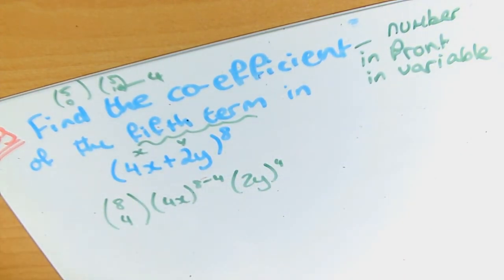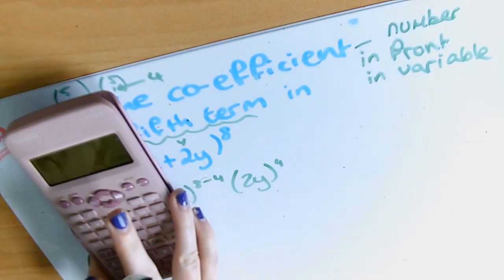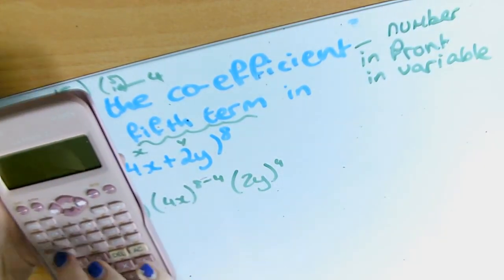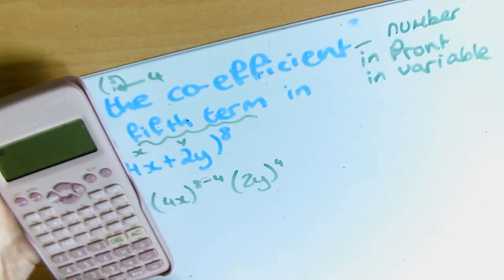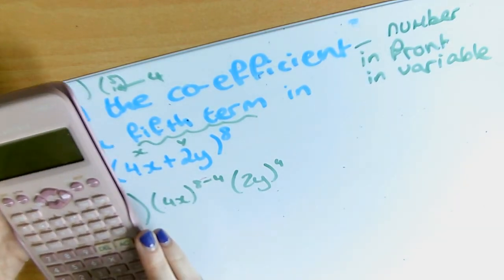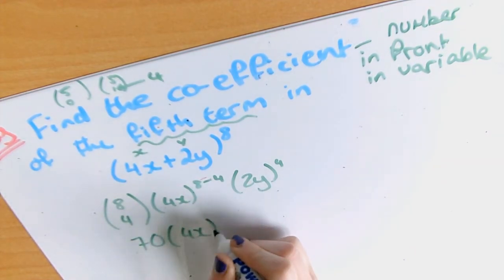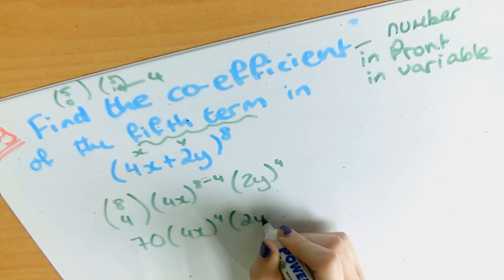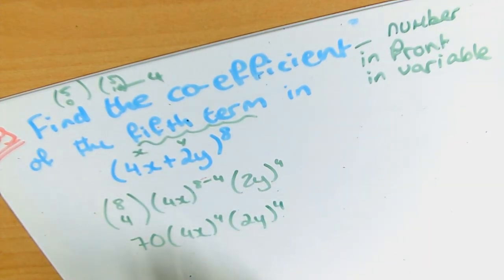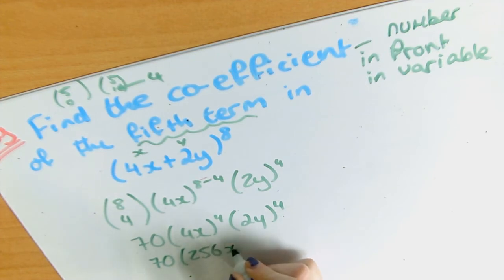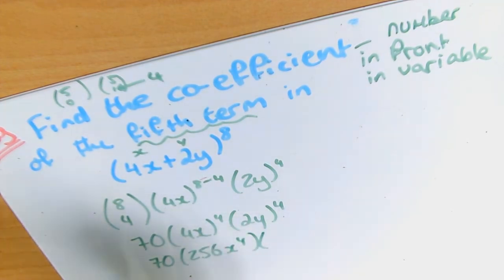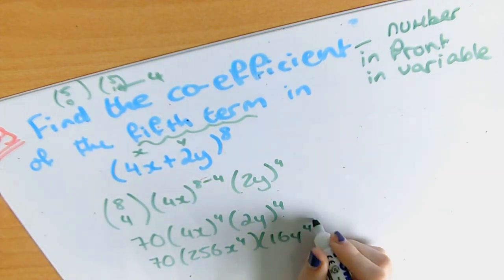So now we need to simplify. Again on our calculators, we're going to use our buttons. So 8 shift divide sign for choose and 4 equals, and I have 70. So we have 70 by 4x to the power of 4 by 2y to the power of 4. Okay, so 4 to the power of 4 on my calculator gives me 256 x to the power of 4, and 2 to the power of 4 gives me 16y to the power of 4.